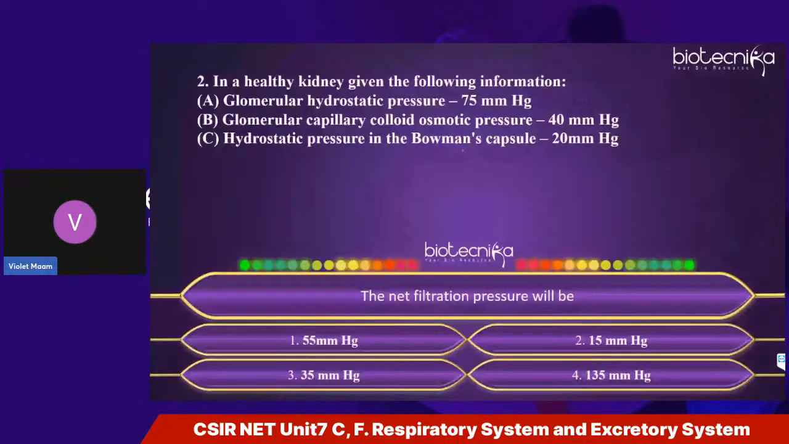Next question is from excretory system. The question says, in a healthy kidney, given the following information: glomerular hydrostatic pressure 75 mm Hg, glomerular capillary colloid osmotic pressure 40 mm of mercury, hydrostatic pressure in the Bowman's capsule 20 mm of mercury. You have to find out what is the net filtration pressure. I guess it is quite simple. Many of you can solve this and quickly tell me what should be the right answer.